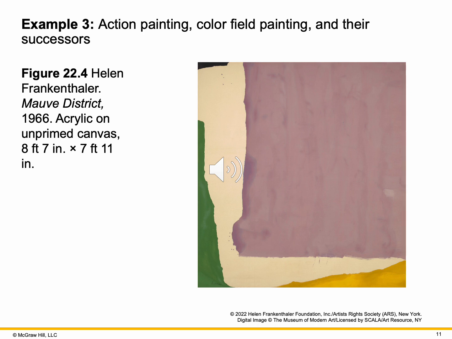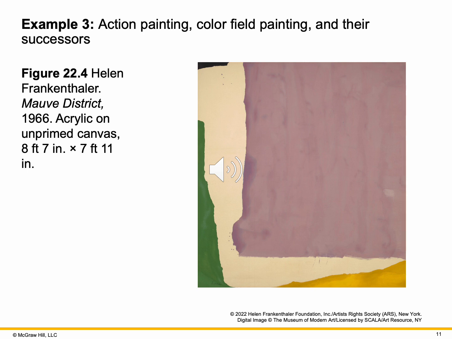The colors soaked into the canvas like dyes binding with the fabric. Mauve District illustrates well the kind of airy, open composition that Frankenthaler excelled at. The white shape pushes against the bordering of the paint, while the colors seem to expand outward.